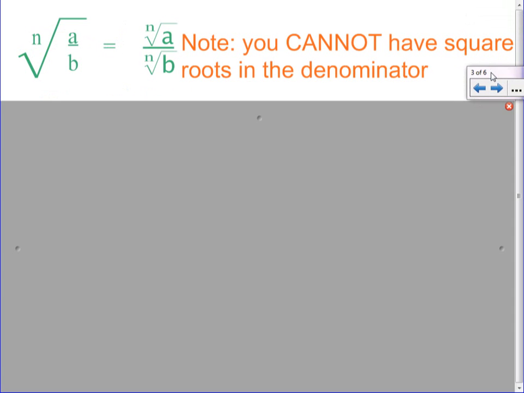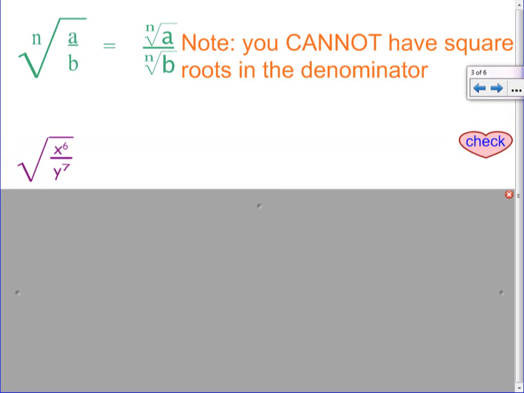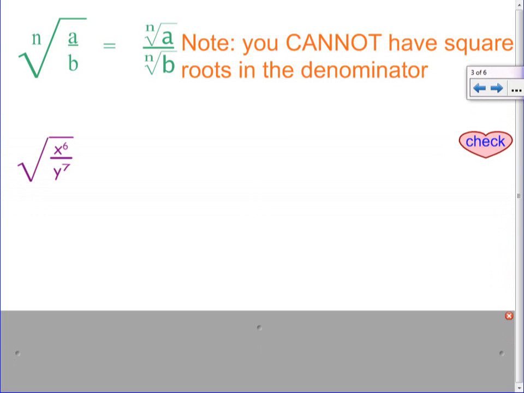Let's dive into some new stuff. All right, so this is a similar rule. If you have things that are underneath a root that are being divided, you can separate them out into 2 separate roots, one in the numerator and one in the denominator. Okay, but we cannot have a root on the bottom. Remember, fractions are finicky. You can't have zeros. You can't have imaginary numbers. You also can't have square roots or cube roots or fourth roots or anything in the denominator. So we have to learn how to get rid of those.